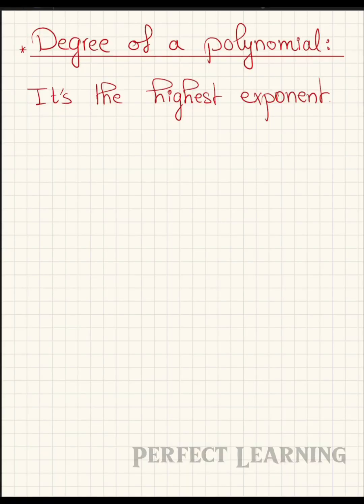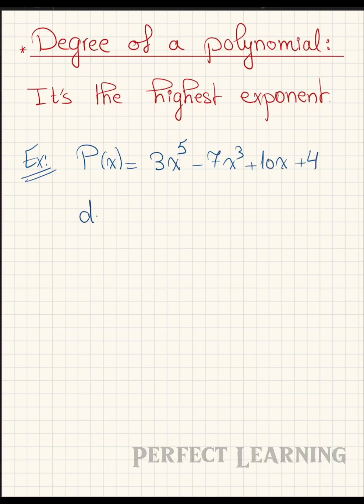One more thing I want to talk about in this video is the degree of a polynomial. It is the highest exponent in the expression. As an example, let's consider the polynomial p of x equals 3x to the power of 5 minus 7x cubed plus 10x plus 4. So the degree of p: what is the highest exponent? The highest exponent is 5. So the degree of p is equal to 5.